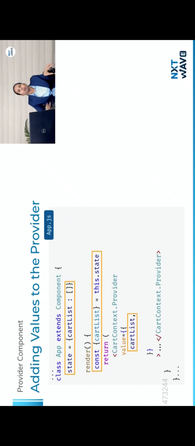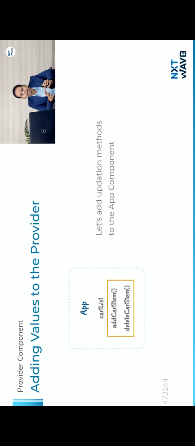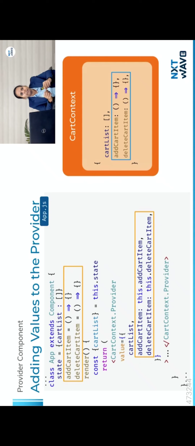Okay. So what else do we have in the context? Cart list done. Apart from this, we have the add cart item and delete cart item methods also that we have to provide, right? Currently these methods are not present in the app component. So let's add these updation methods to the app component. You can see here, we have added these methods, add cart item and delete cart item, and we are providing them to the provider component. There you can see, right? Clear? So that's it.